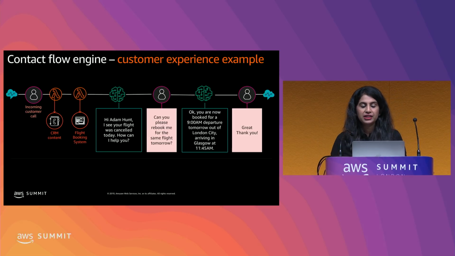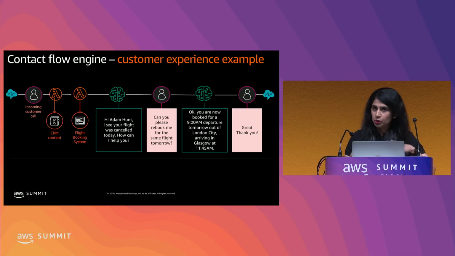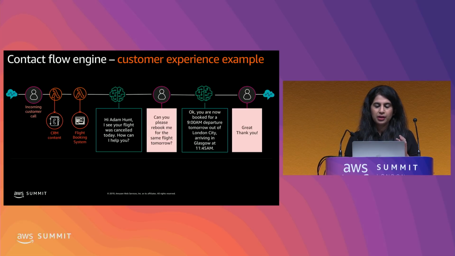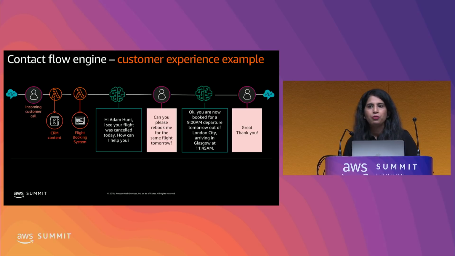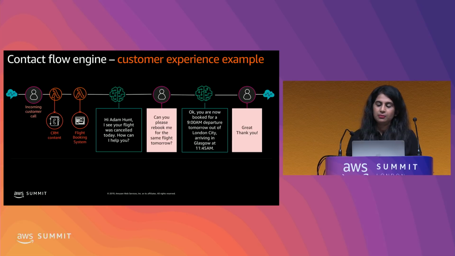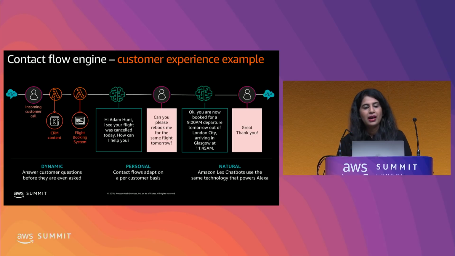He can then respond in his natural language, having a natural conversation, saying, "Can you please rebook me for the same flight tomorrow?" And the system can go back to the database, create a booking, and respond to Adam and say, "Okay, you're now booked in for a 9 a.m. departure tomorrow out of London City, arriving in Glasgow at 11:45 a.m." So this is an example of a contact flow that creates a customer experience that is dynamic, personal, and natural.